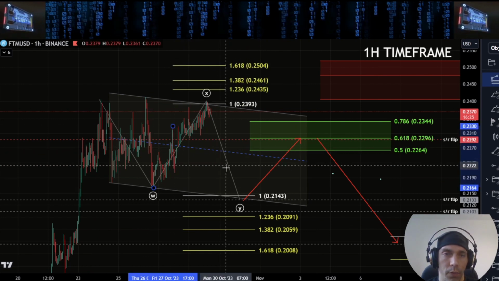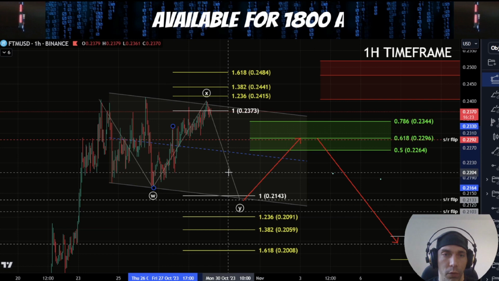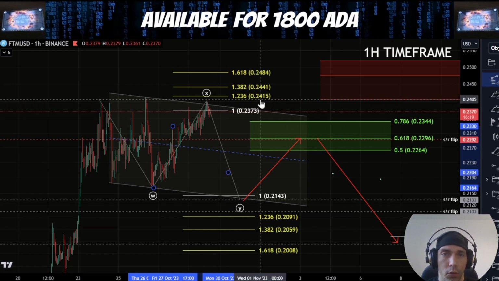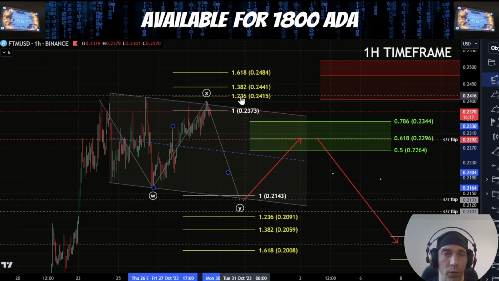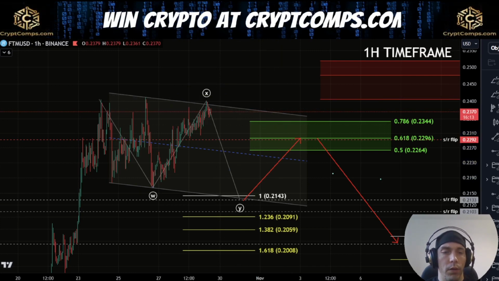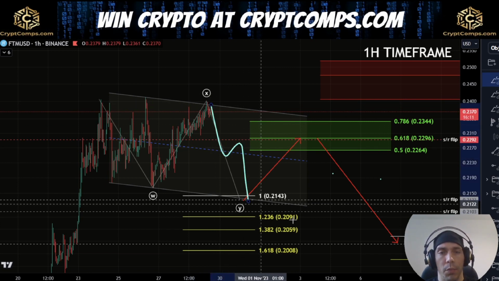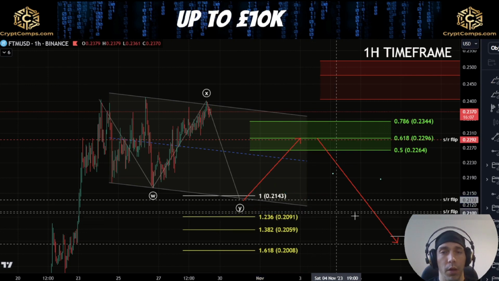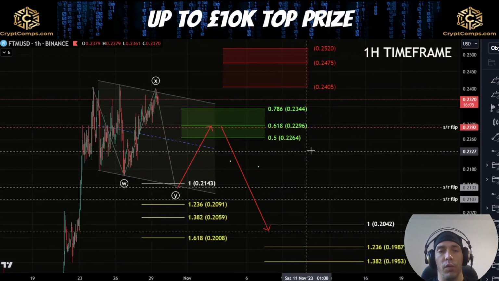Looking at the fib relationships here, we can see that we've already hit that 1-to-1. If we do look to push up slightly higher here, this 2415 is going to be an area of interest to me at this 1236. Now, within this idea, effectively what we'd be looking for is 3 waves back to the downside, looking for a move back towards this 2143, and then from there we'll have to see what happens.